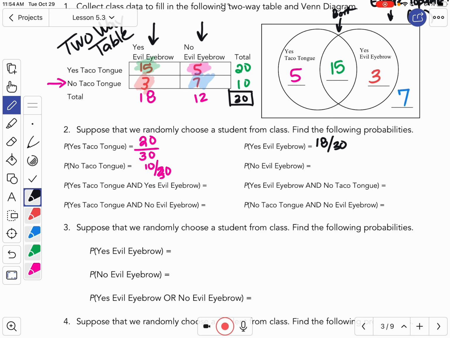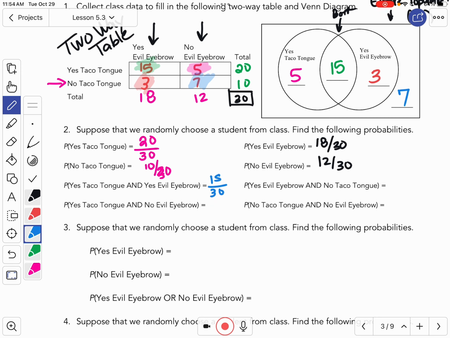12. Okay, that whole column is a no to the evil eyebrow. So now it gets a little more complicated, because this time we're going to throw some things in there. This time they have to be yes to the taco and yes to the evil eyebrow. How many is that? 15. They got to be both yeses. So 15 out of 30.